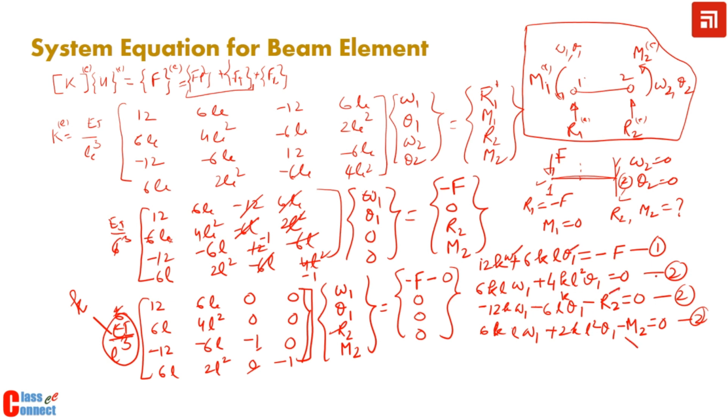So if we simplify these, we get the desired result of W1, theta 1 and R1, R2 and M2. After simplification, we can find out W2, theta 2, R2 and M2. So the exercise of evaluating these four unknowns is left to you. You try this and now we will proceed further.